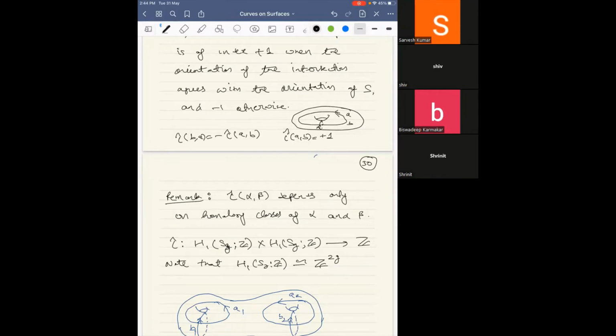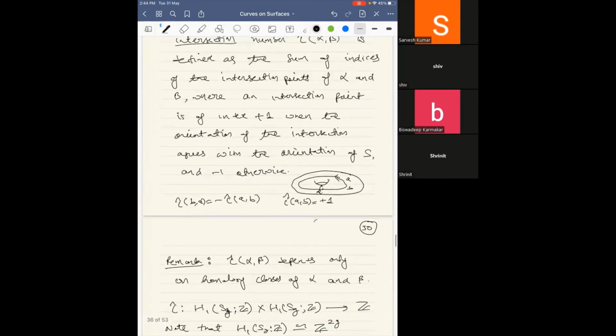So you have to begin with something, right? There is choice involved, right? You fix something and you get a notion, right? So it is not independent of the orientation. Yes.